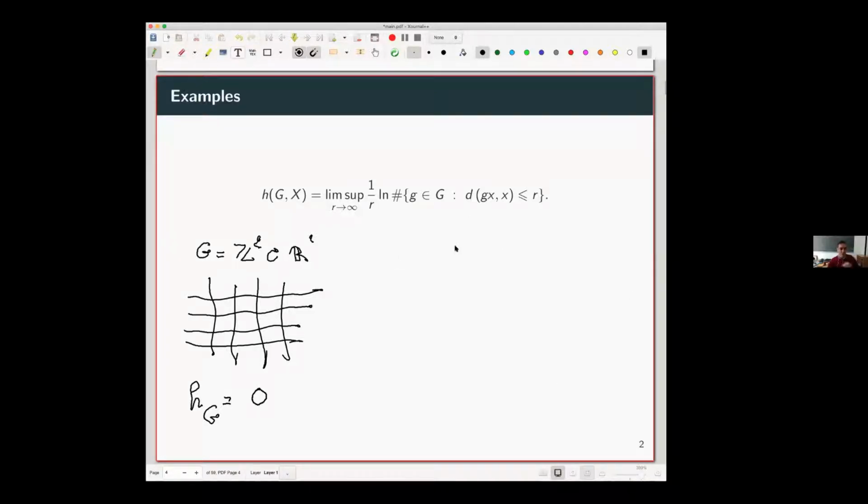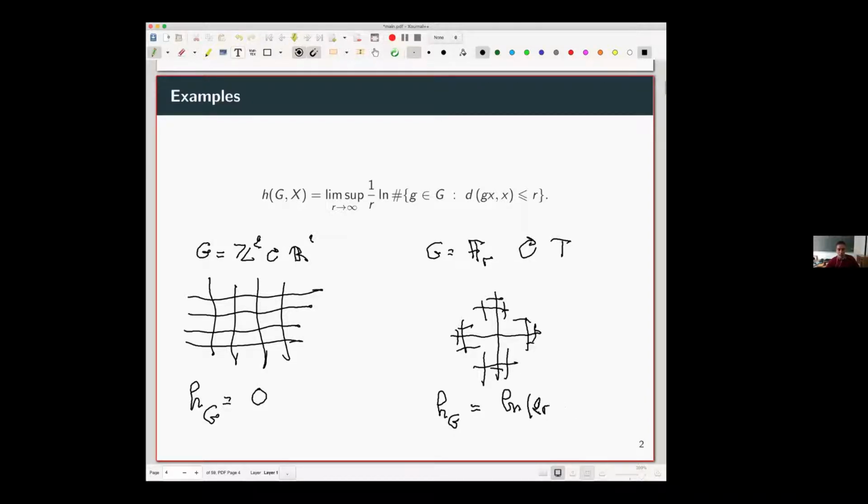On the other extreme, you can look at the group G, which is the free group of rank r, which acts on its Cayley graph, which is here a tree. You probably noticed the standard picture of the Cayley graph of F2, something like that. The growth of the balls this time is exponential, and you can make the computation and check that this exponential growth rate is exactly log of 2r minus 1, if r is the rank of the group.